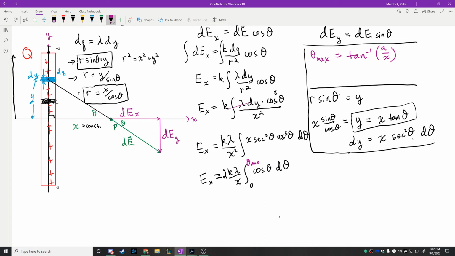I think I got it, because there's an x right there and there's an x squared here. I appreciate you mentioning that, but I think this is right.